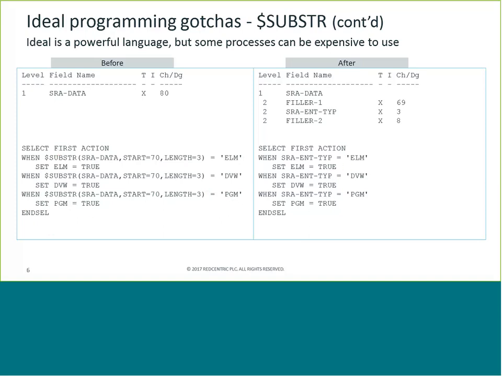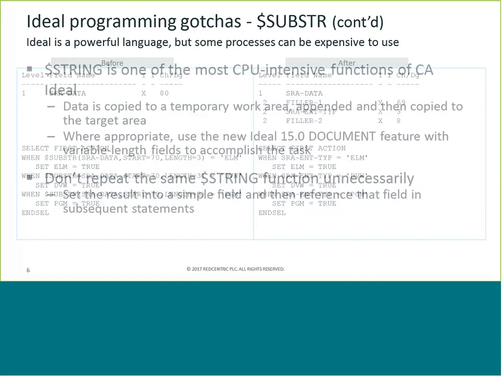Instead, if we break the group field, the FRA data, into its constituent components, so we're not interested in the first 2 bits, so we'll call them filler. This is the one we're interested in. We get rid of the substring altogether, and now we're referencing the field as a direct field. It's much more efficient.